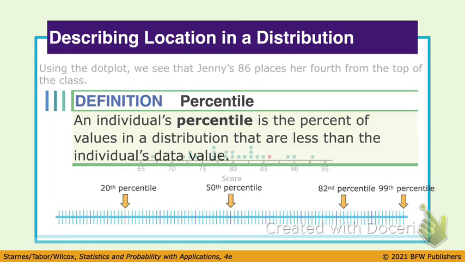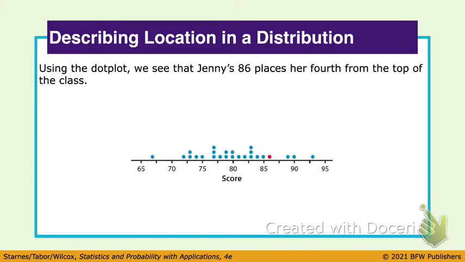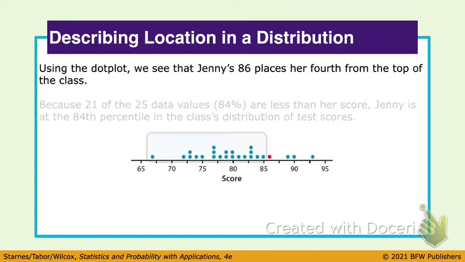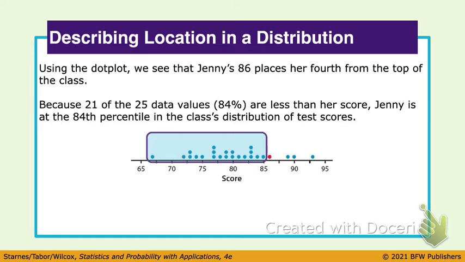Using that dot plot, we can see Jenny's 86 places her 4th from the top of the class. She's got the 4th highest score. Because 21 of the 25 data values are less than her score, I can do 21 divided by 25, and that gives me 84%. So that puts Jenny at the 84th percentile, because 84% of the class did less than Jenny.